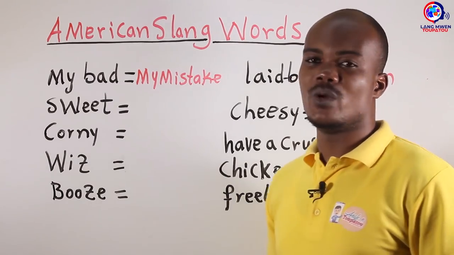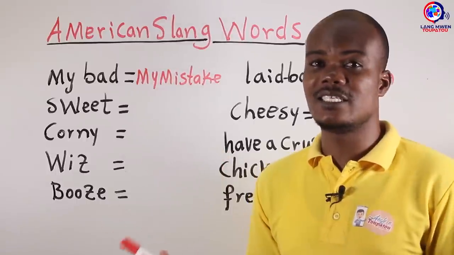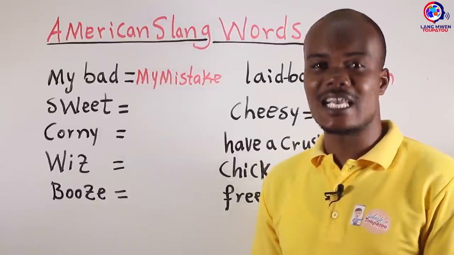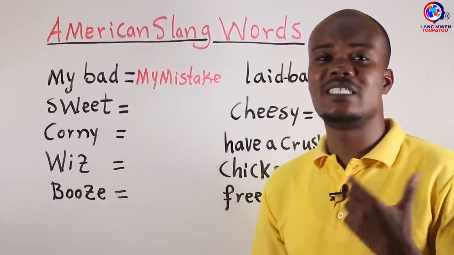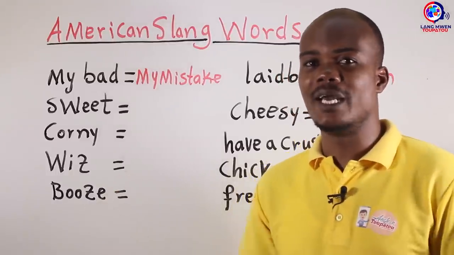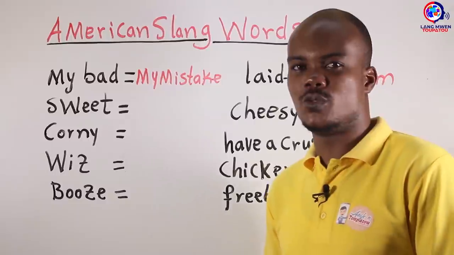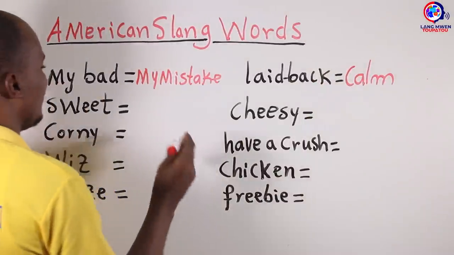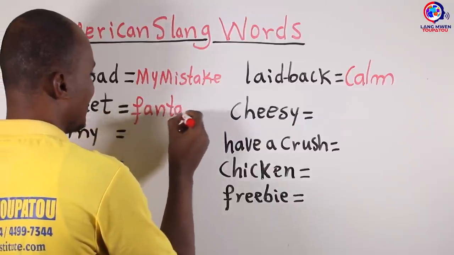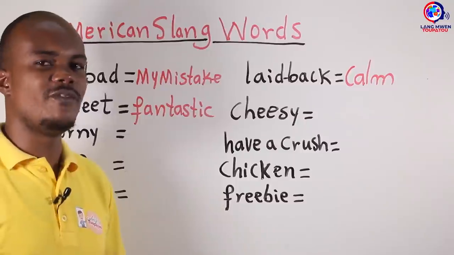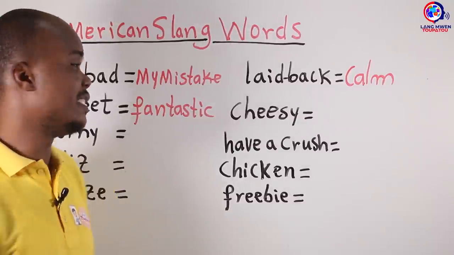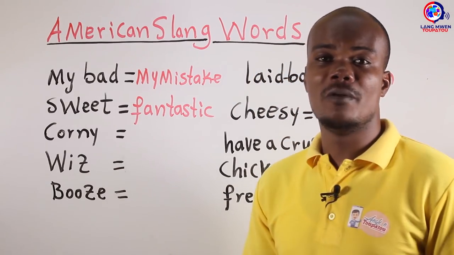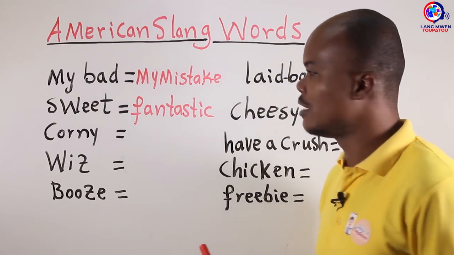The next one is sweet. When I say sweet, you might think about having a pleasant taste, like a sweet apple. No, I'm not talking about this. I'm talking about fantastic. When I say something is sweet, I mean fantastic. For example, I will have sweet moments with my partner this week. Sweet moments means fantastic moments. You can say, I have sweet moments with my partner, meaning you have fantastic moments with your partner.